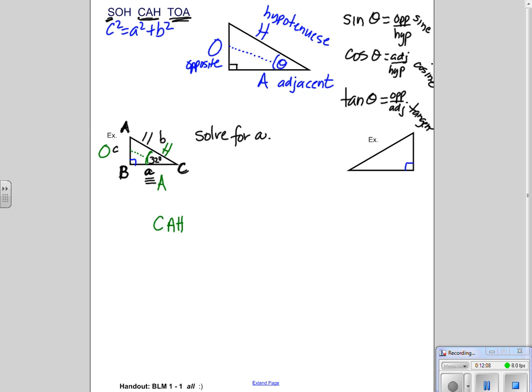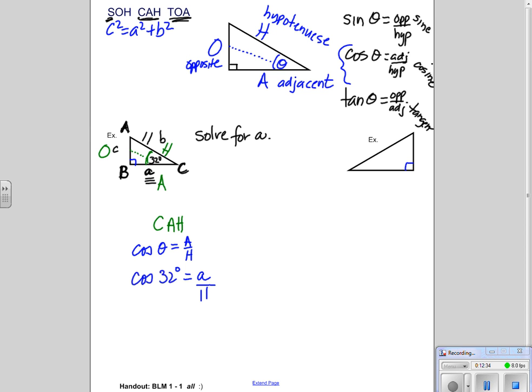So we're going to use the cosine ratio, and I'm going to set it up. I'm going to write what I had up at the top here. Cos of the angle equals adjacent over hypotenuse. In go the numbers. Cos of 32 degrees equals, adjacent side is the little a that I want, hypotenuse side is 11. I need to solve for little a.